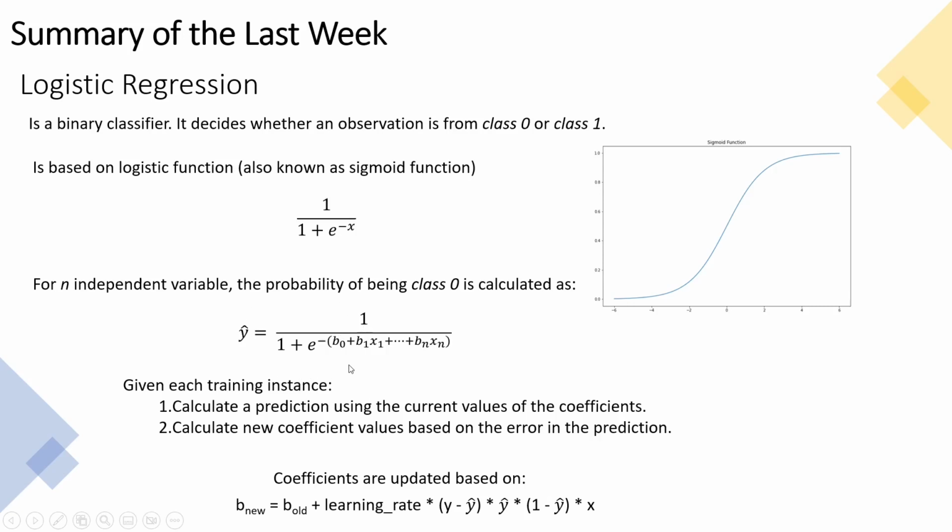And given each training instance, we calculate a prediction using the current values of the coefficients. Then we calculate new coefficient values based on the error in the prediction. And the coefficients are updated based on the following equation.